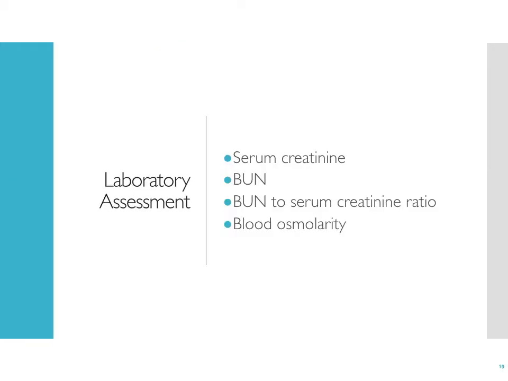When we look at the laboratory assessments for kidney function, we look at things like serum creatinine, BUN. We also look at the BUN to serum creatinine ratio because that can directly show us how well the kidney is functioning and whether it's clearing these solutes from the blood like it should. We also want to look at blood osmolality or osmolarity because the kidneys do control that.